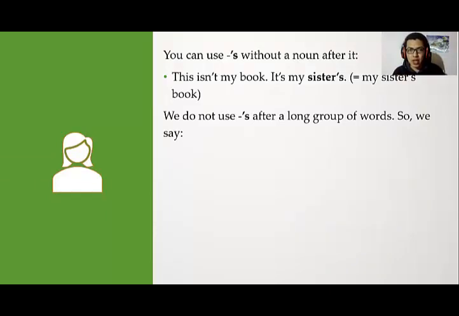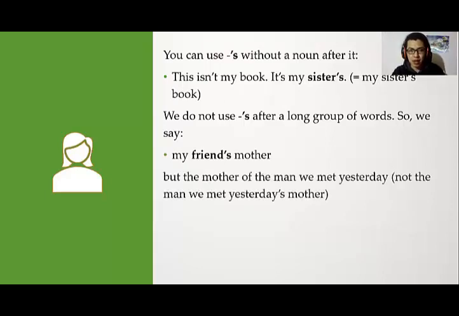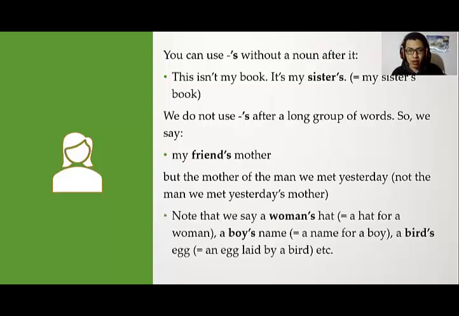We do not use 's after a long group of words. So we say, my friend's mother, but the mother of the man we met yesterday, not the man we met yesterday's mother. Note that we say a woman's hat, a hat for a woman; the boy's name, a name for a boy; a bird's egg, an egg laid by a bird.